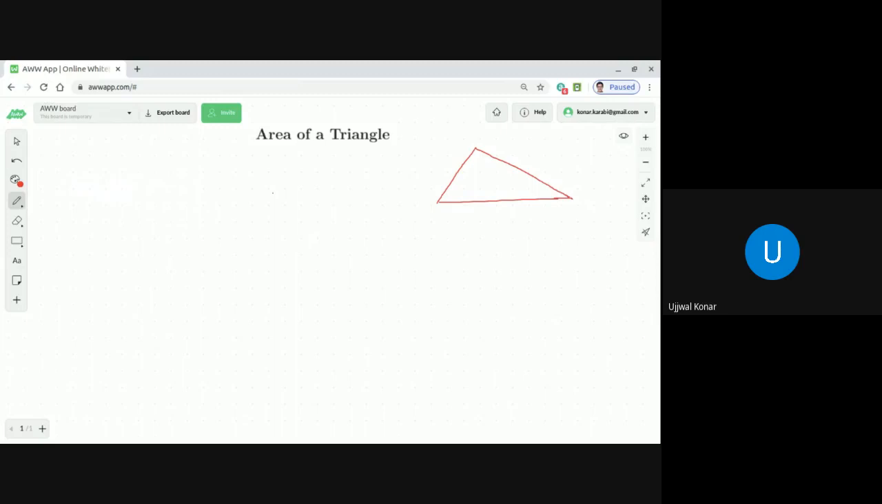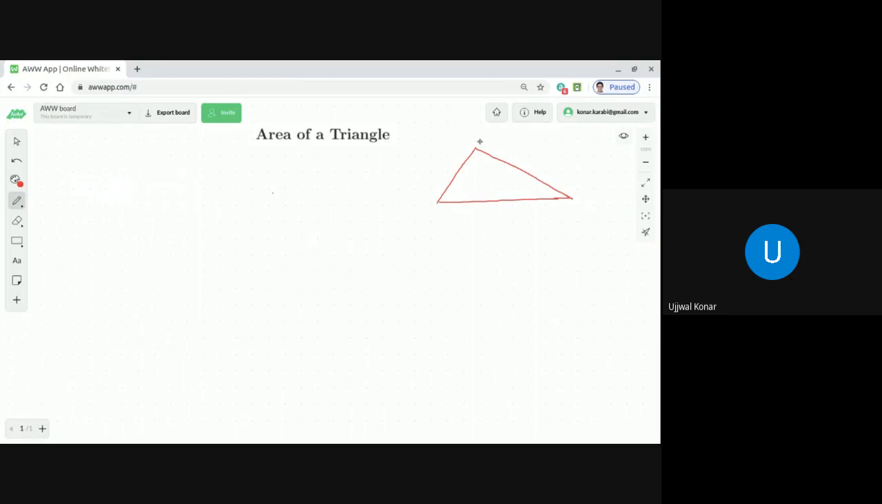And also when we discussed the properties of triangles in class 11, we discussed how you can find the area of a triangle by means of the circumradius and the other characteristics like the sides and the angles. But today, dear students, we are going to find the area of this triangle by means of coordinate geometry.